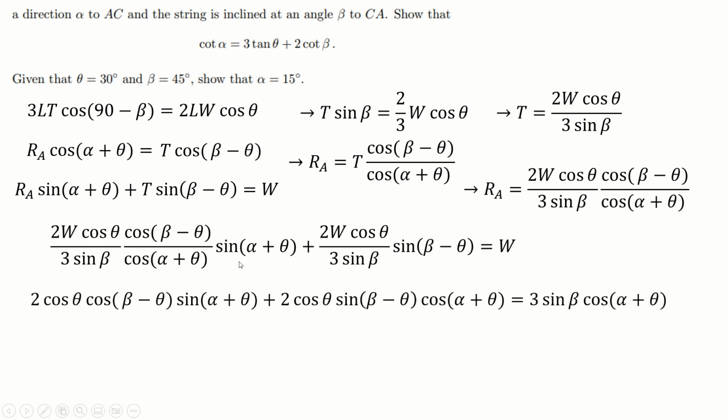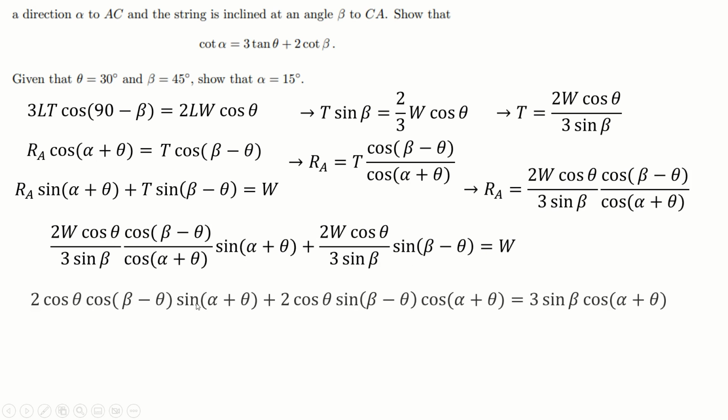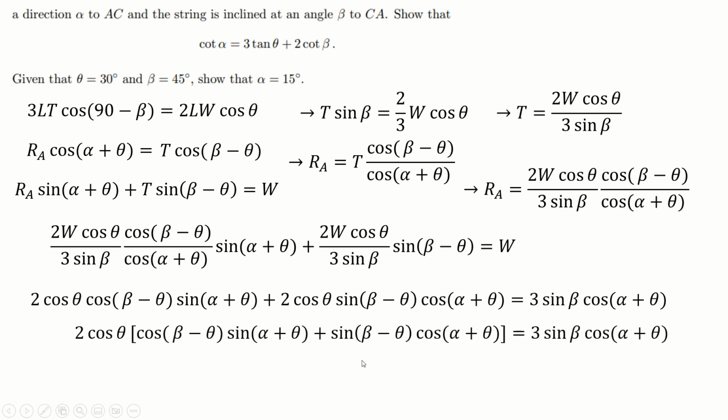I'm also going to multiply, just because writing fractions in PowerPoint is annoying, by 3 sine beta cos alpha plus theta everywhere, and now it'll introduce a cos of alpha plus theta here, but I don't really care. That's fine, and I'll get all of this statement here. Now here's the smartest thing in this entire question. Once you factorize out 2 cos of theta from this left-hand side, you need to look carefully at the thing that I've just written in brackets.